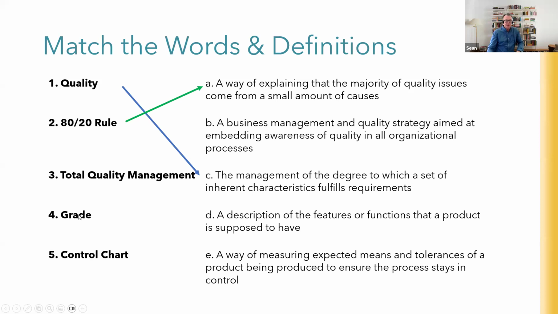What about total quality management? Is it B, D, or E? Well, hopefully you chose B, a business management and quality strategy aimed at embedding awareness of quality in all organizational processes. The final two, grade and control chart, you've got a choice between D and E. Nice and simple. Grade is in fact D, a description of the features or function that a product is supposed to have, and it differs from quality.